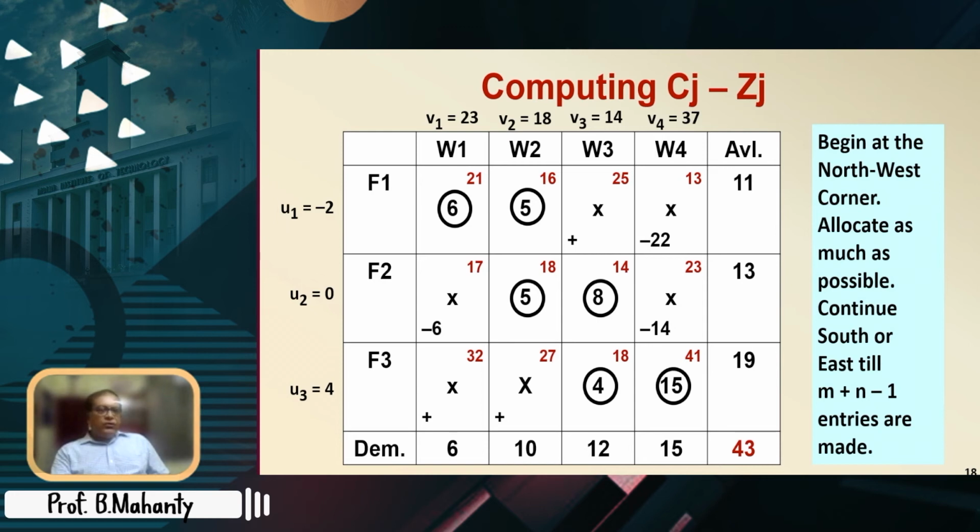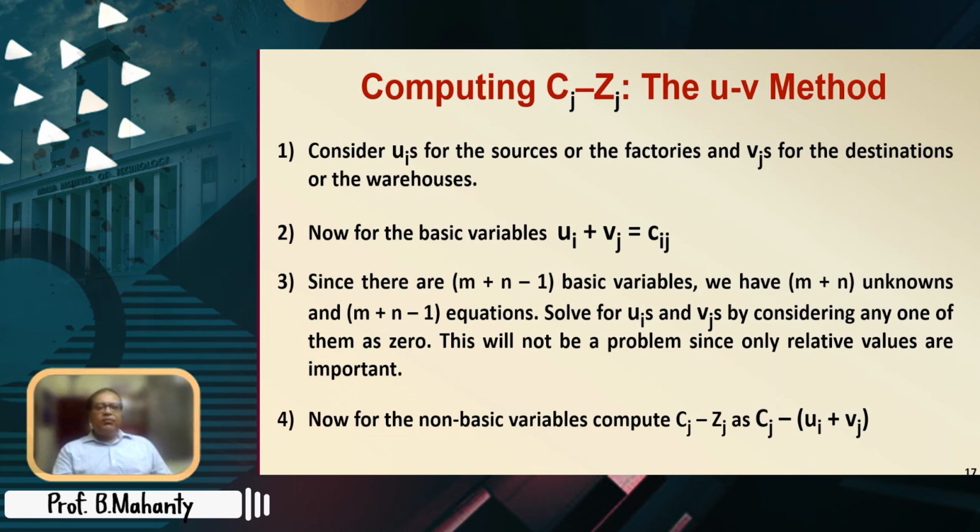Supposing U2 equal to 0. Here what we wrote is that for the basic variables, Ui plus Vj should be equal to Cij. Is it not? Since there are 6 basic variables, we shall get 6 such equations. But how many unknowns are to be solved? 7. So we cannot solve 7, we can solve 6 only. So one of them we have to arbitrarily put at 0 to begin with. This will not be a problem since only relative values are important. Relative means their sum is important.